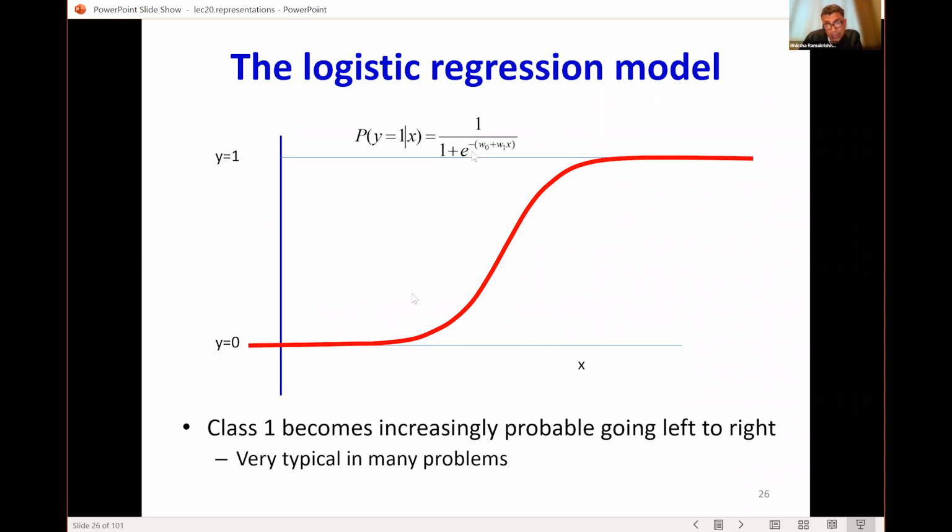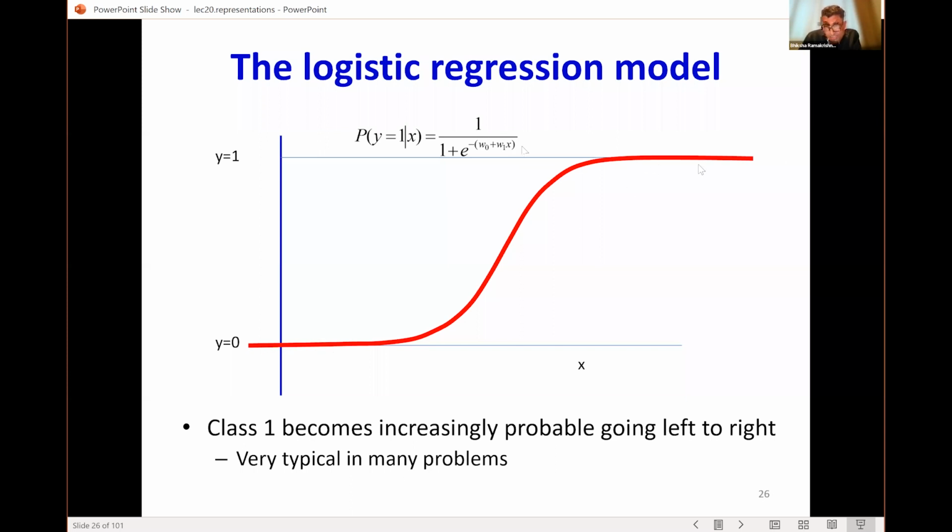Now let's see how the sigmoid works. Let's assume that w0 and w1 are both positive. Then if x is a large negative value, w1x is also going to be a large negative value. And so it's going to be e raised to minus of a large negative value, which is e raised to a large positive value, which is about infinity, right? So for large negative values of x, this is going to be 1 over infinity, which is 0. So that's why the curve is 0 valued at large negative values of x.